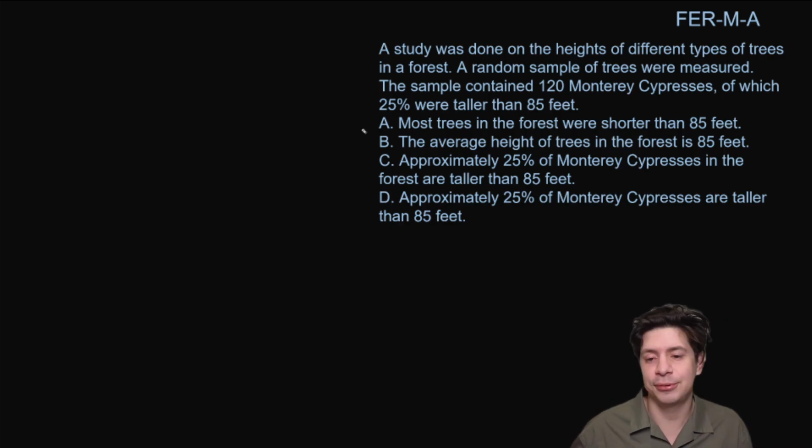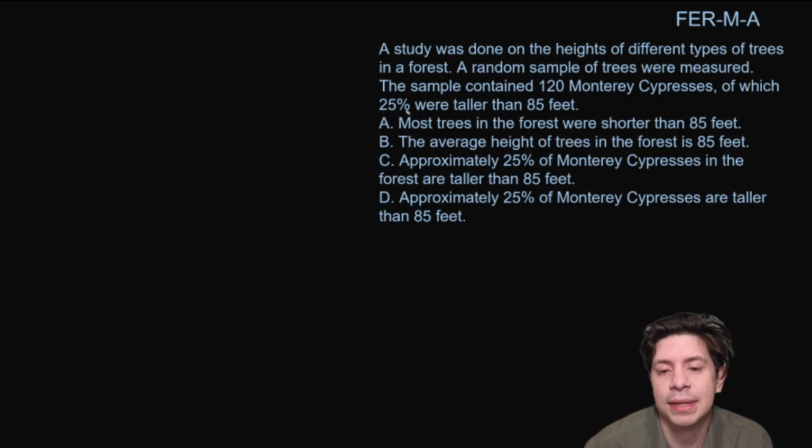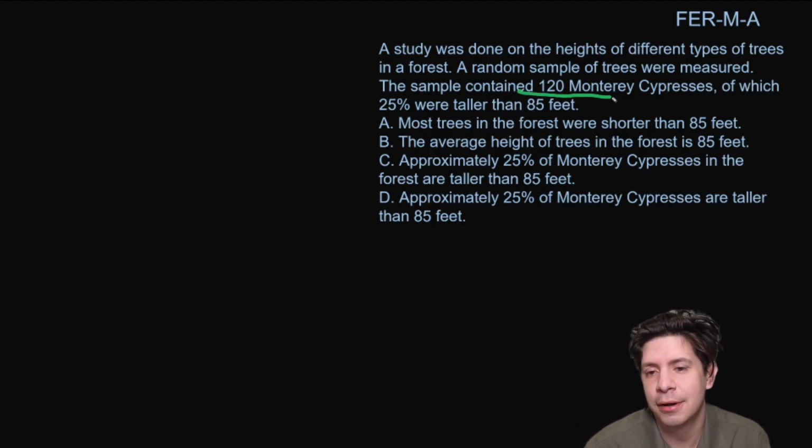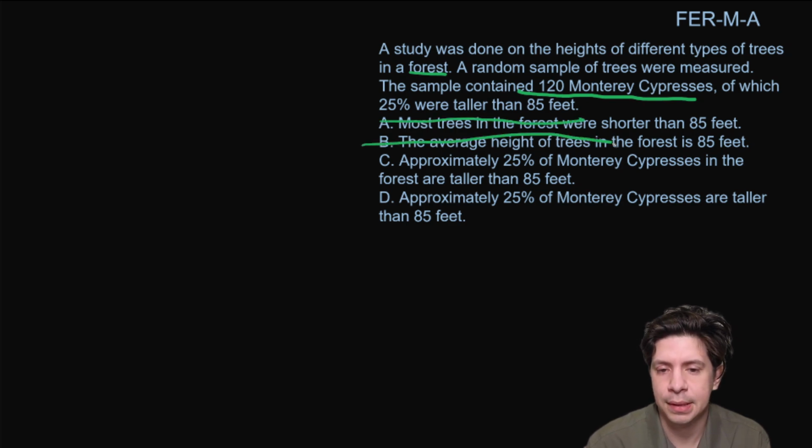So Monterey cypresses are a real tree. They're mostly found on the West Coast. There's a lot by San Francisco. But what this is testing is understanding that because the sample is just focused on Monterey cypresses in a specific forest, that's all we can know about. We can't know about trees in general, so it's not going to be A or B. And then it actually can't be D because that's all Monterey cypresses, but we can know it about Monterey cypresses in the forest, so it would be C.